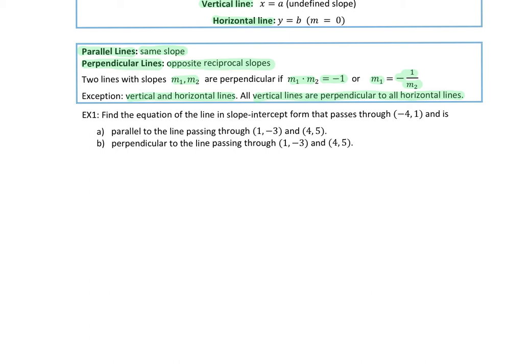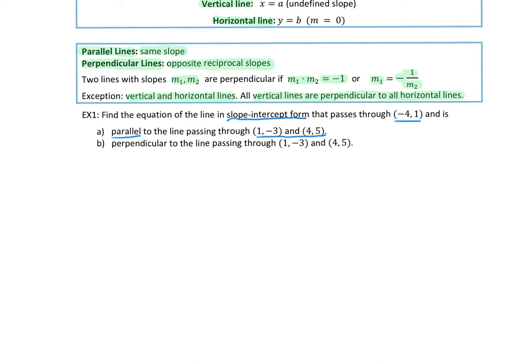In example 1, we're going to explore this idea of parallel and perpendicular lines. Let's say we want to find the equation of a line, and we want to write that equation in slope-intercept form. Our line is going to pass through the point -4, 1. So part A tells us that our line is going to be parallel to a line passing through the points 1, -3 and 4, 5.